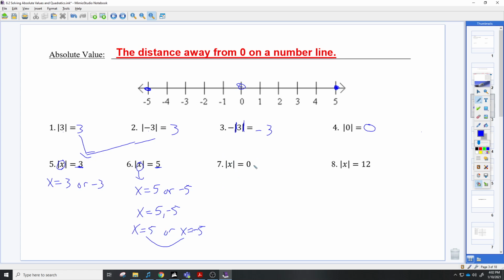All right, how about the absolute value of x equals 0? How far away is it from 0? Well, to be no distance away from 0, this is the only time you would ever have one answer. Because there is no positive 0 or negative 0. So it's just x equals 0. And the last one, the absolute value of x equals 12. So how can you be a distance of 12 away? That would have to be a positive 12, or x would have to be negative 12. So whether you put positive or negative in here, it's going to come out to be a positive answer.